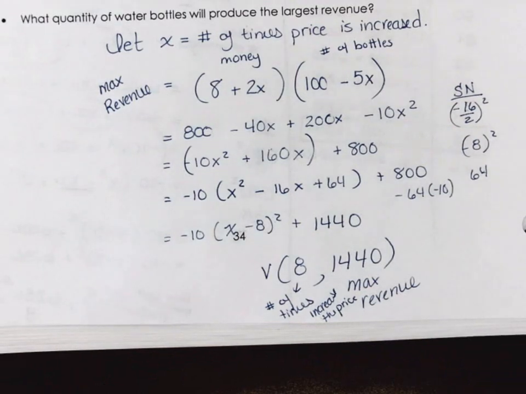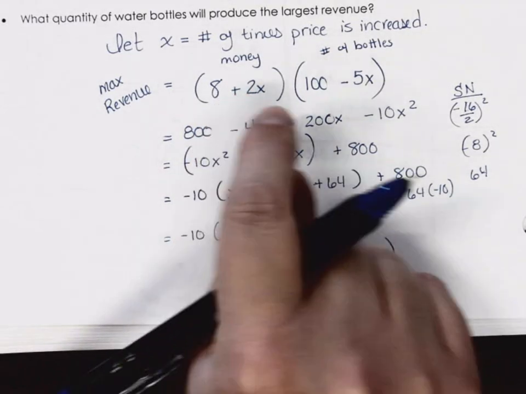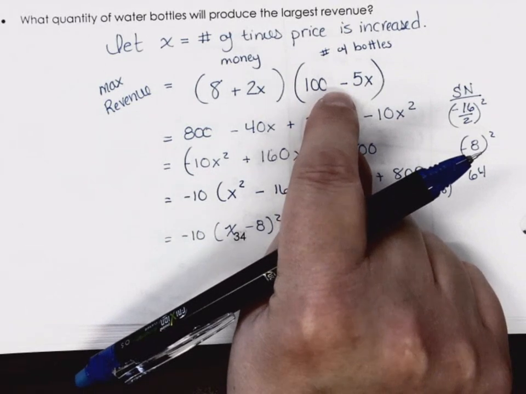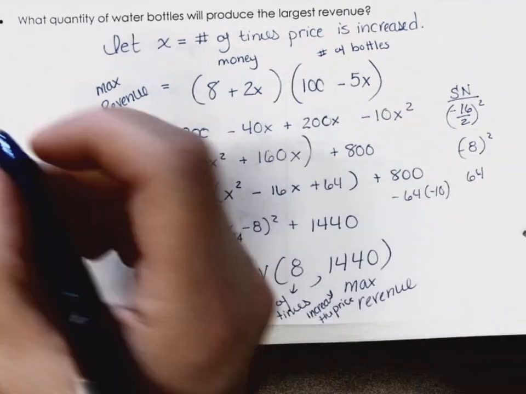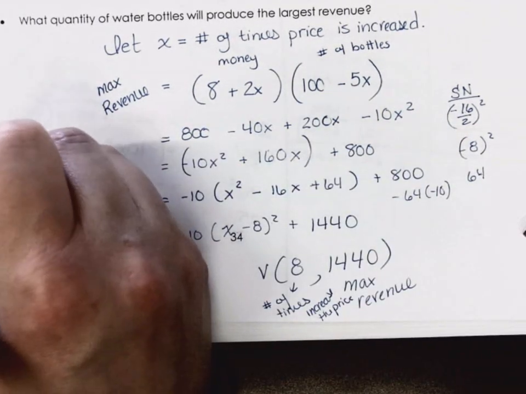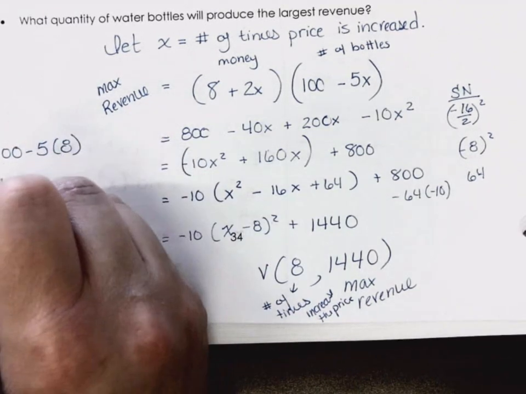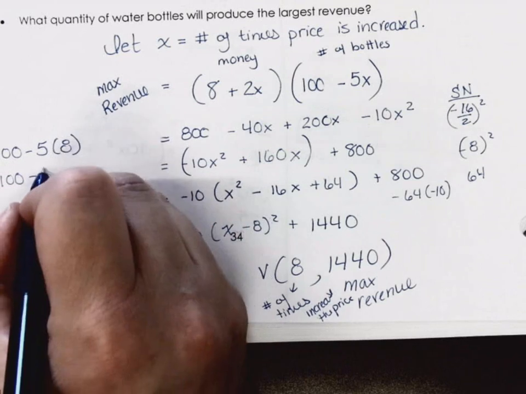Okay, but the question asks, what quantity of water bottles will produce the largest revenue? It's not asking the cost per water bottle. It's asking something about the number of water bottles we're selling. So what binomial am I going to substitute into? I'm going to do this one because it's a question about the number of water bottles. So I'm going to substitute in 8, but I'm substituting it in here.